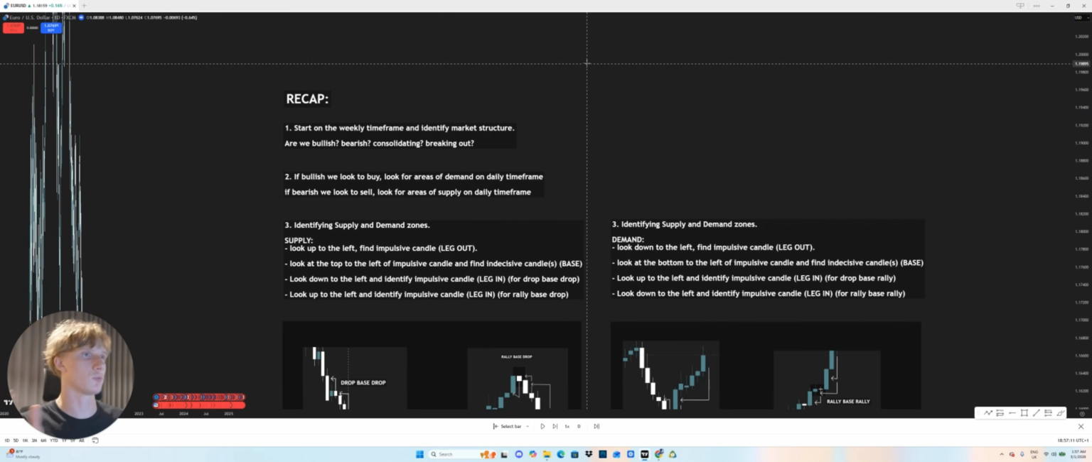So what's the first thing we do? We start on the weekly time frame and we identify market structure. Are we bullish? Are we bearish? Are we consolidating? Are we breaking out? And depending on that, if we're bullish, we're going to look to buy, which means what?